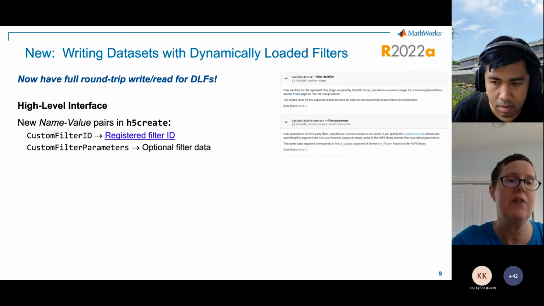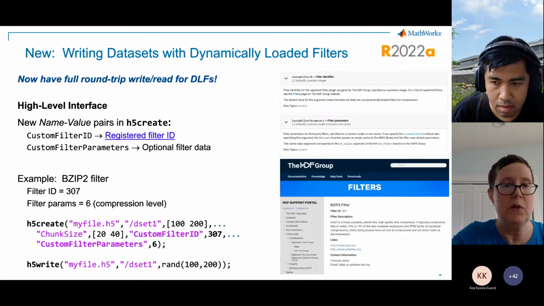From H5 Create, our high-level interface, we added 2 new name-value pairs: custom filter ID, which is the registered filter ID, and custom filter parameters, which is optional filter data, equivalent to the CD values in the H5P set filter low-level C API. So how would you use this? This is just an example with bzip2.